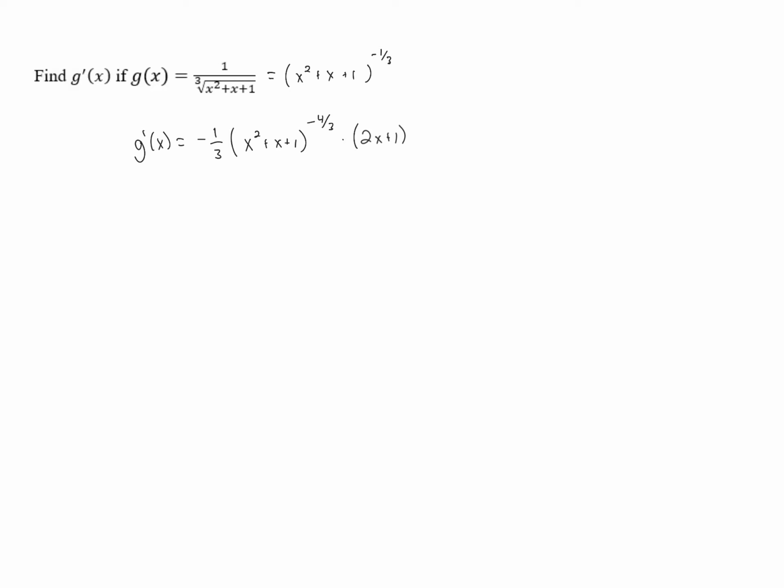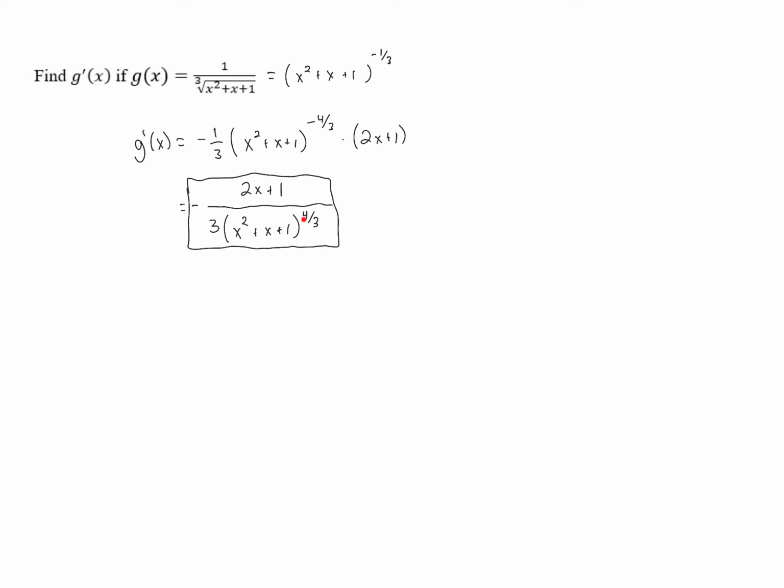All right. And then you could leave it like this, but let's clean it up a little bit. I don't like having negative fractional exponents in there. I would rather, because it's a negative exponent, move that to the denominator. So if we look at what we have, that x squared plus x plus 1 is in the denominator with a 4/3 power. And then the 2x plus 1 is in the numerator. And we still have that negative 1/3, so we can put the negative out front and the 3 in the denominator. I think this looks good.